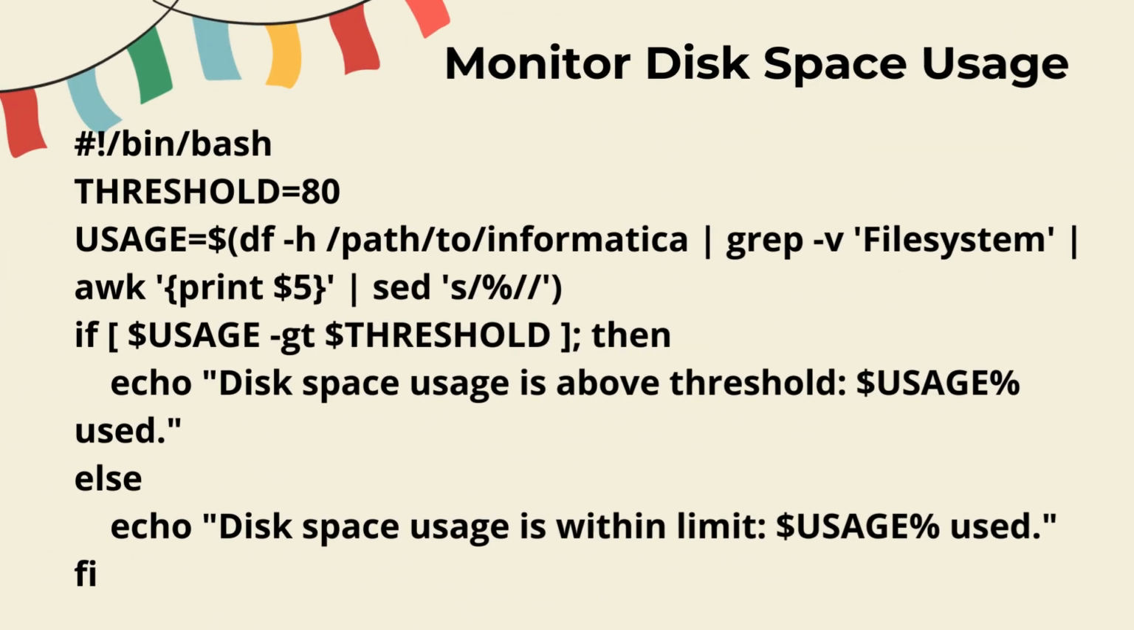Next is monitoring disk space usage. Let's keep the threshold to be 80%. So if the disk space reaches 80% and above, it means that it is causing risk to the system. So to identify that, we will run the command df -h and grep the file system value and print the fifth value in that string which it is returning.